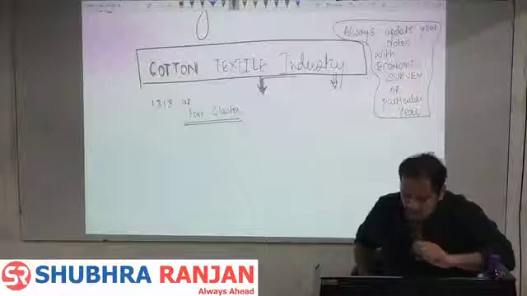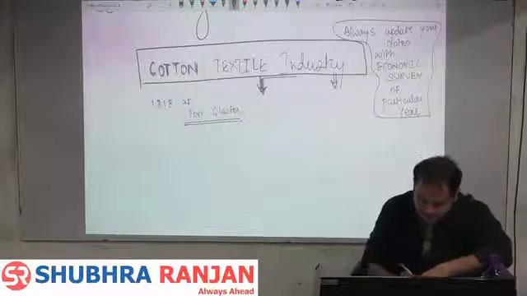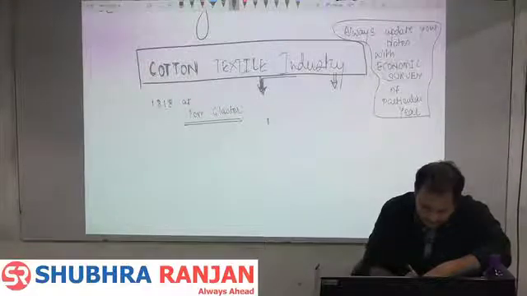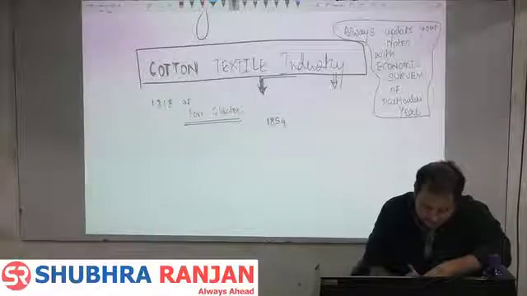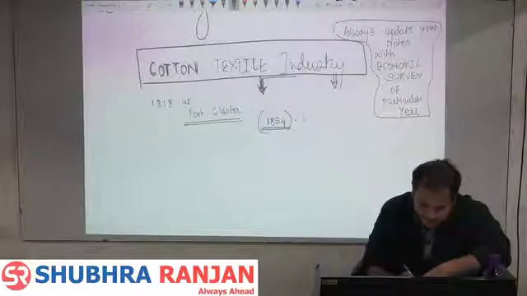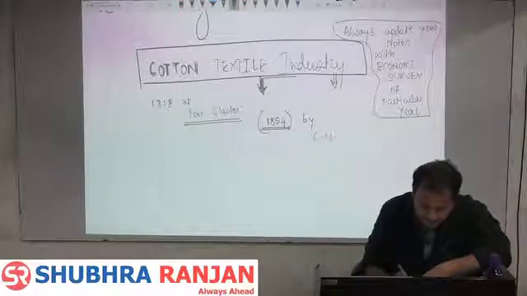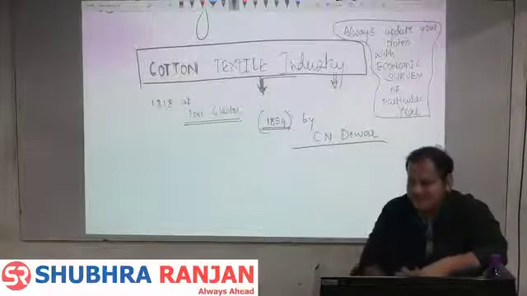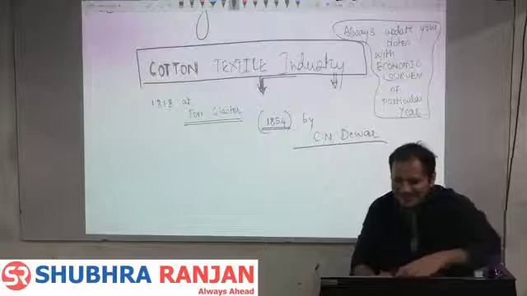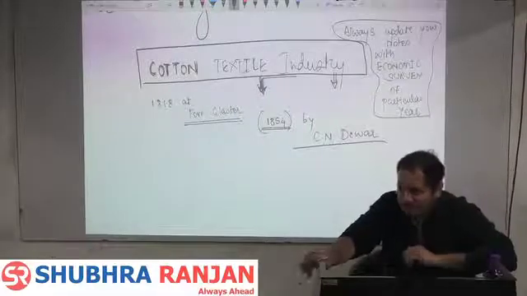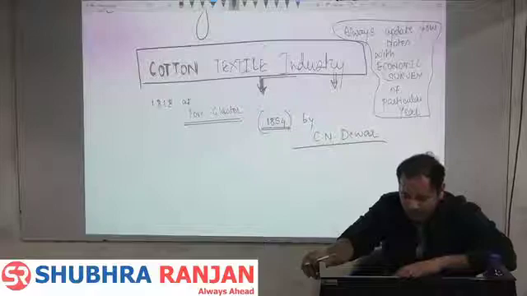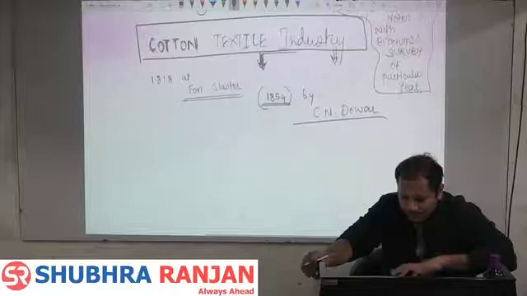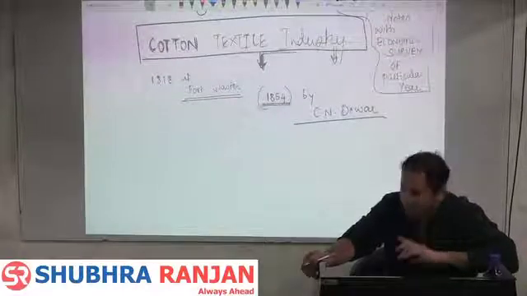The first successful cotton textile industry was set up in Mumbai in 1854 by कौन? Modern India NCERT. By C.M. Devar, a Parsi businessman, had set up.